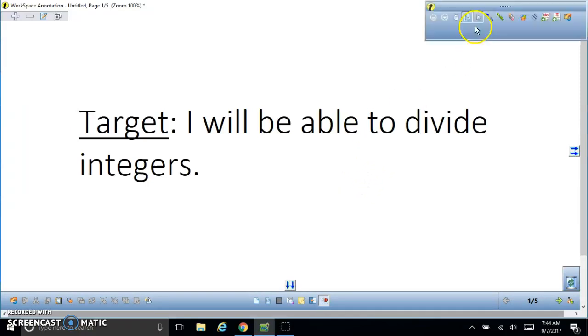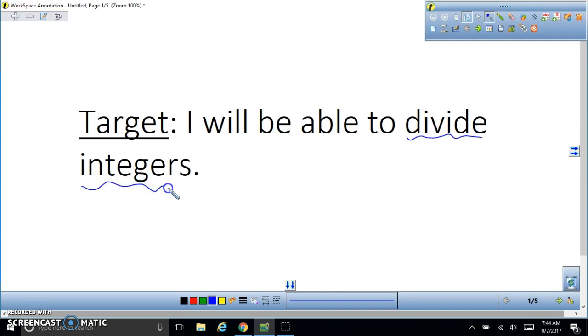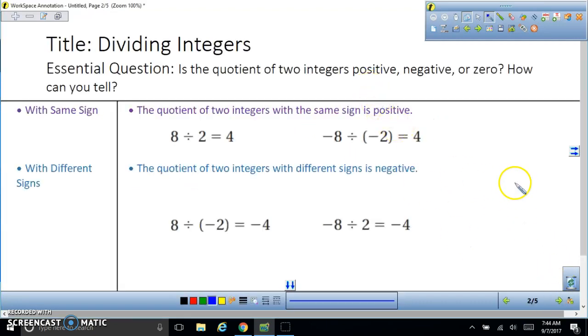Hey guys, we are going to be talking about dividing integers, and remember integers are positive and negative whole numbers. So let's go ahead and start. Make sure you have your notebook out.